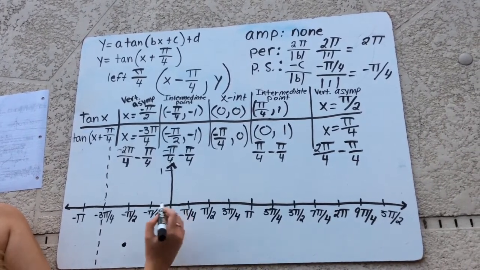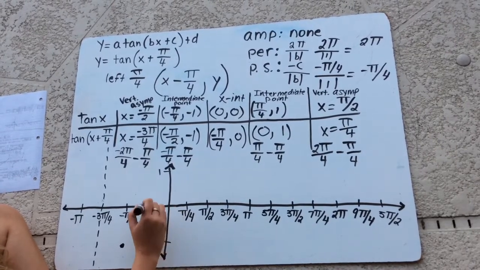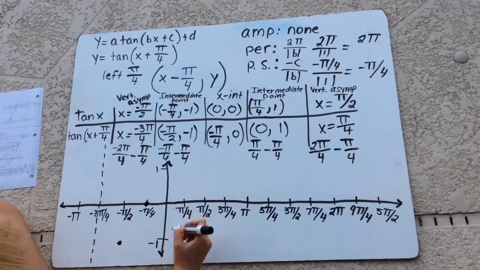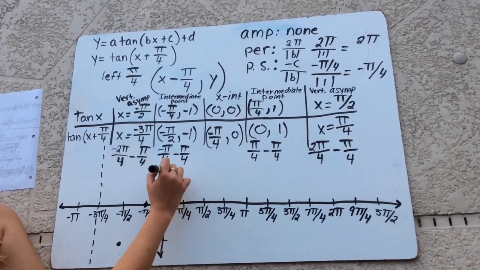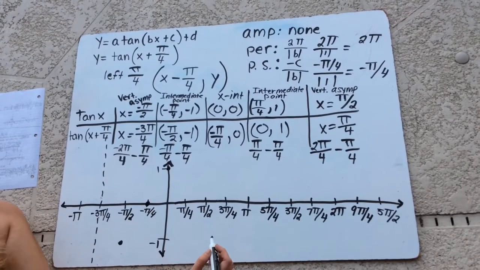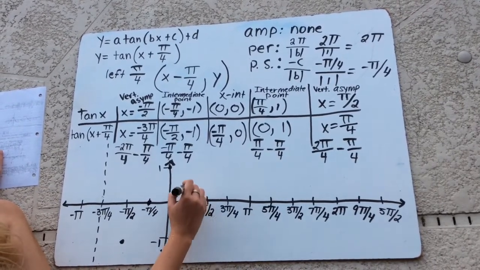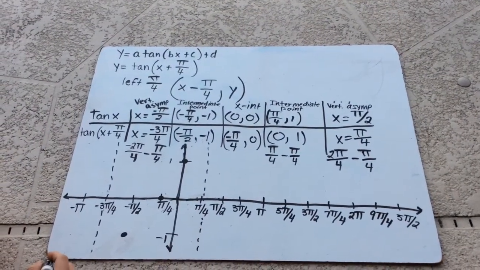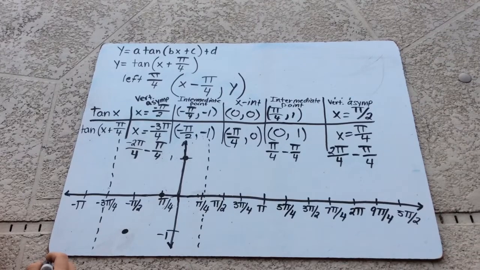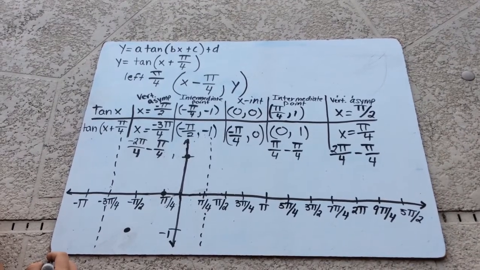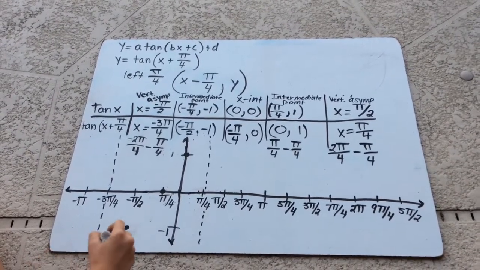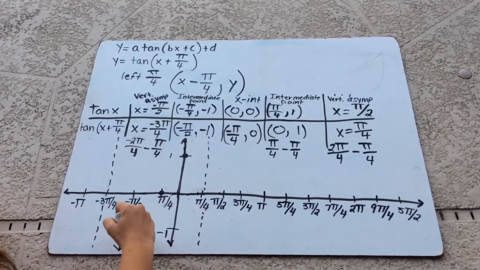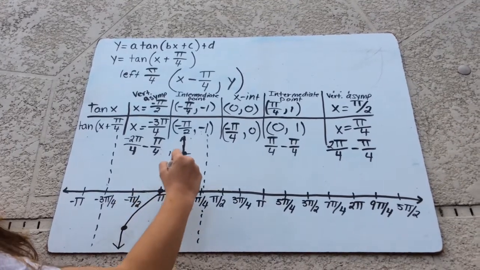Our x-intercept, negative pi over 4, 0. Our next intermediate point, 0, 1. And our final vertical asymptote, x equals pi over 4, and another dashed line. Now that we have our points down, we use our asymptotes as a guide. It may look like a straight line, but because of the asymptotes, it never touches the vertical asymptote. It looks something like this.